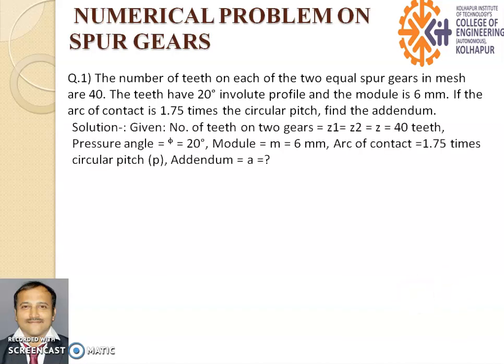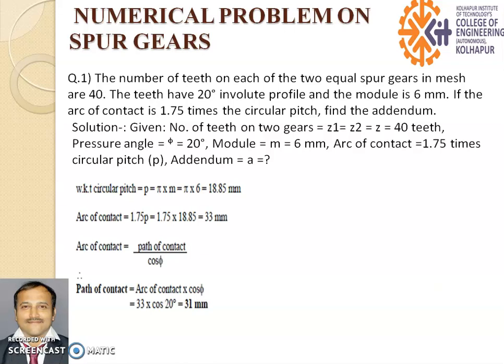Now, I list down the given parameters: number of teeth on the two gears Z1 and Z2, 40 teeth each, pressure angle phi 20 degree, module m 6 mm, arc of contact is equal to 1.75 times the circular pitch. Addendum we have to find out. We will solve this numerical one by one.